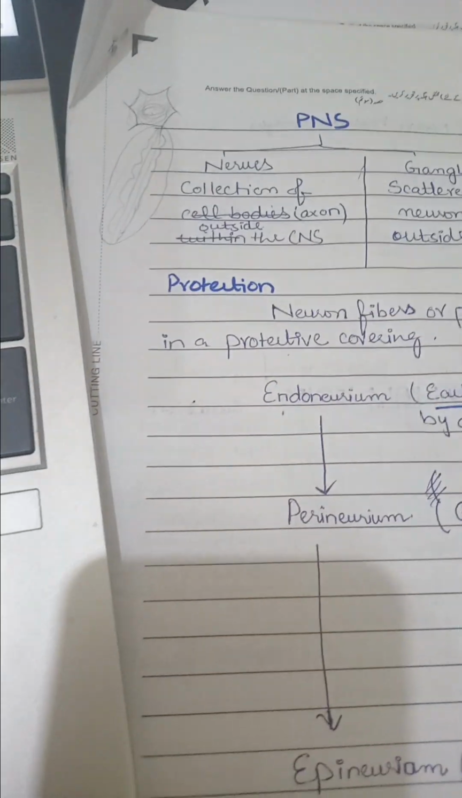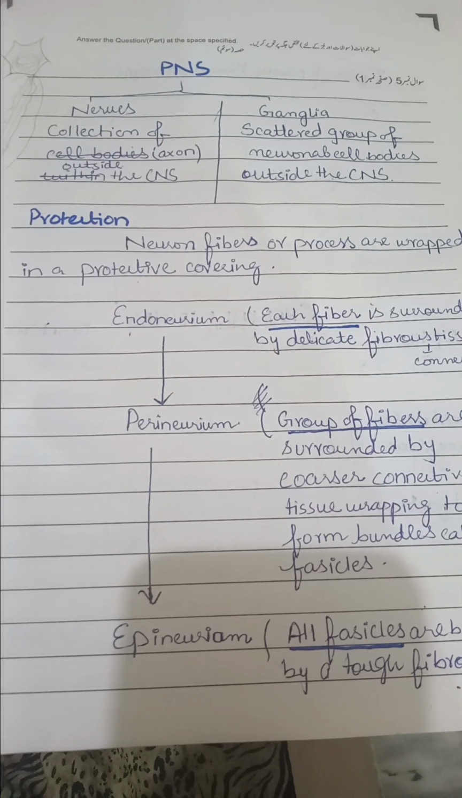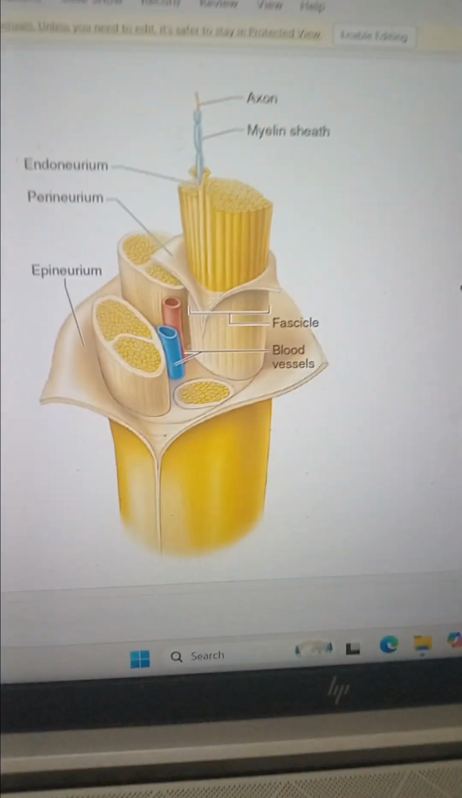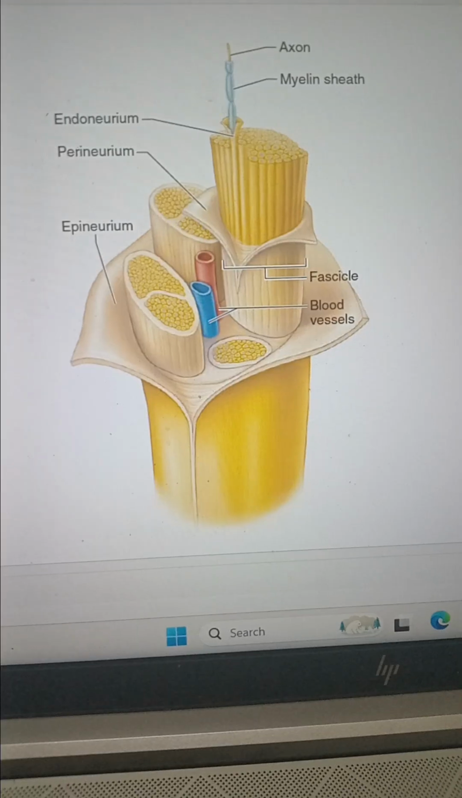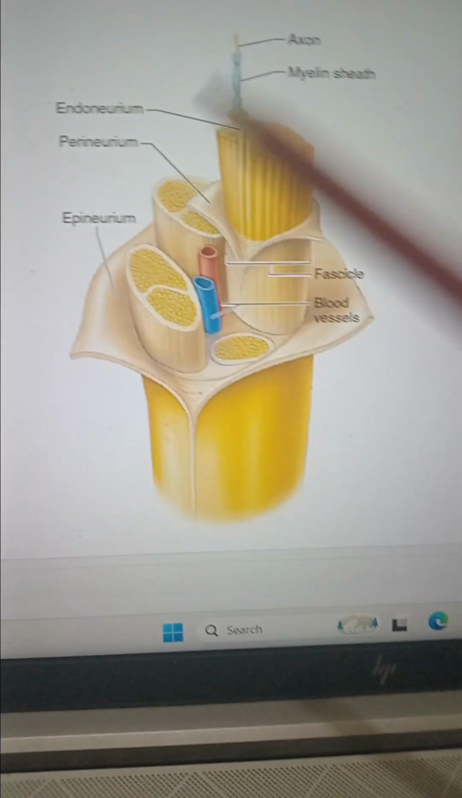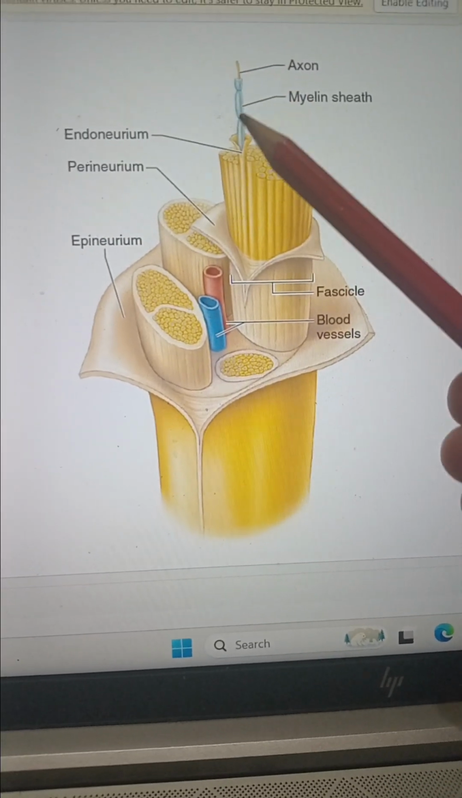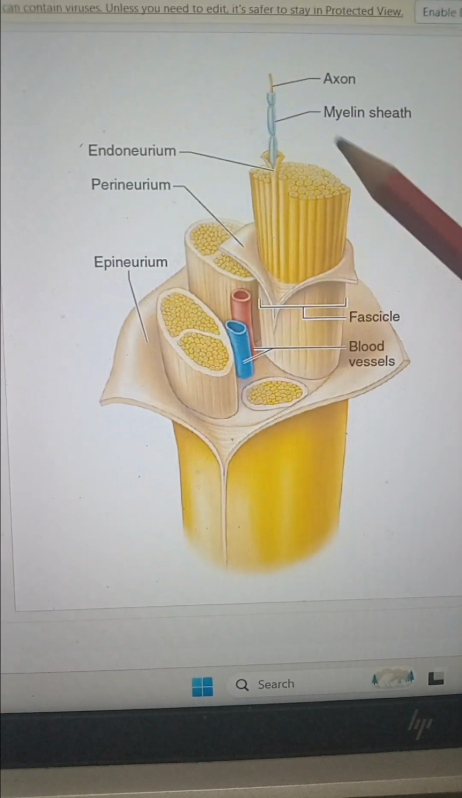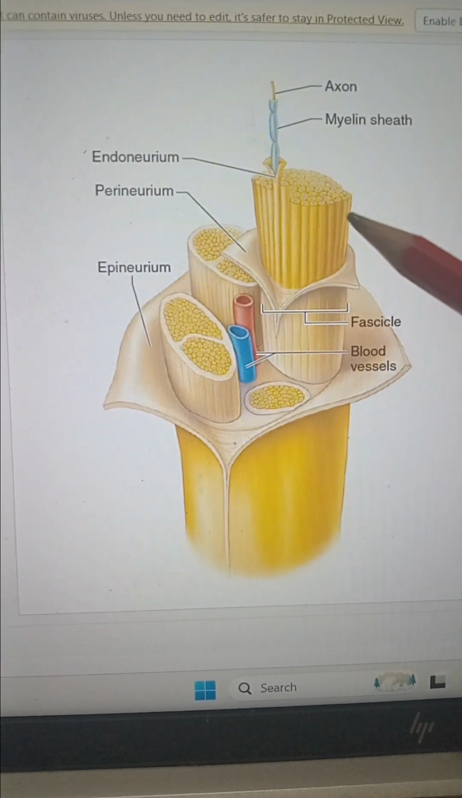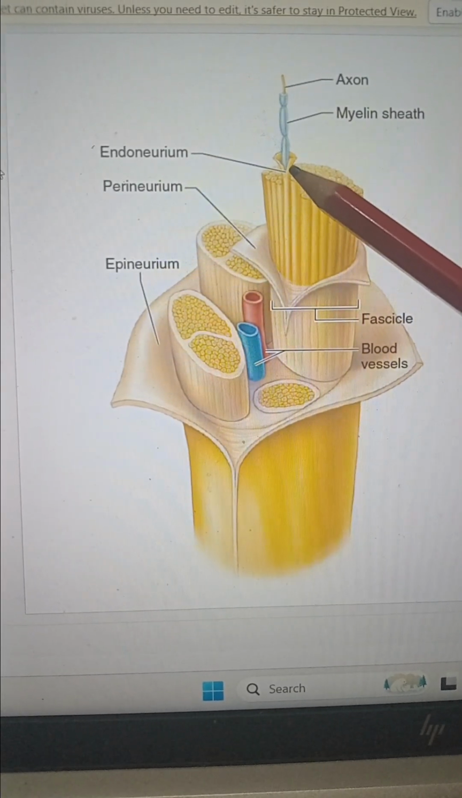Now we will see how the nerves are protected. So nerve fibers or processes are wrapped in a protecting covering. Like here, if we see the picture, endoneurium is the first internal covering. Here it is indicating the endoneurium, in which there is only one axon with myelin sheath, and it is surrounded by a bundle of neuron fibers. What is endoneurium? Endoneurium is the sheath which is surrounding a single axon.